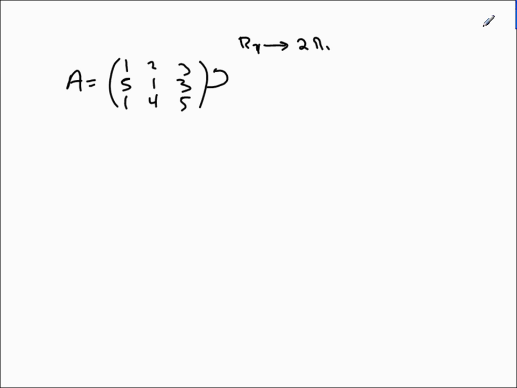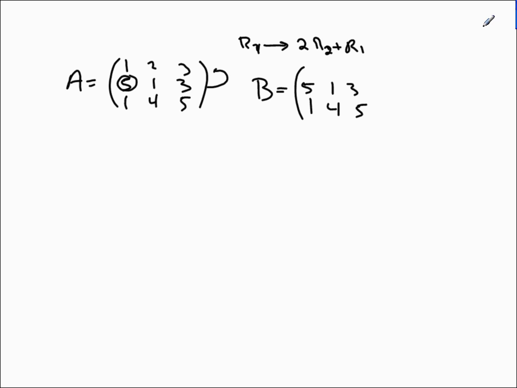So suppose we have matrix A. Matrix A is 1, 2, 3, 5, 1, 3, 1, 4, 5. And I want to double this row and add it to that. That is, row 1 is going to become 2 row 2's added to row 1. And that's how matrix B is going to be defined. The second and third row do not change. But for the first row, I'm going to add 2 times the second.